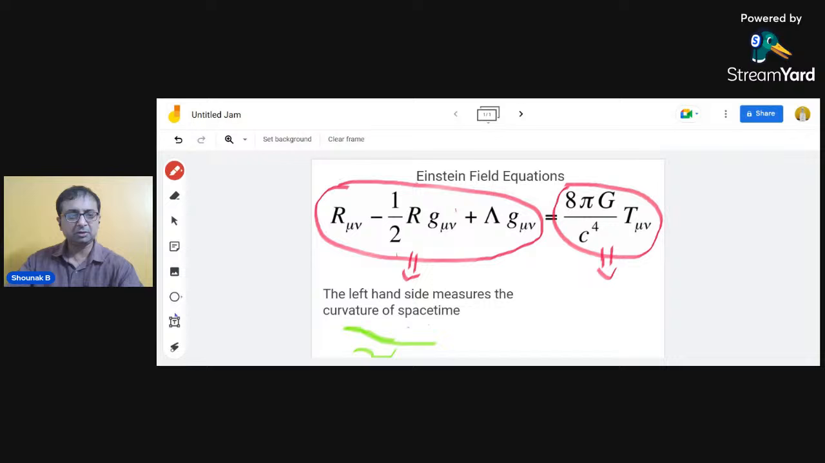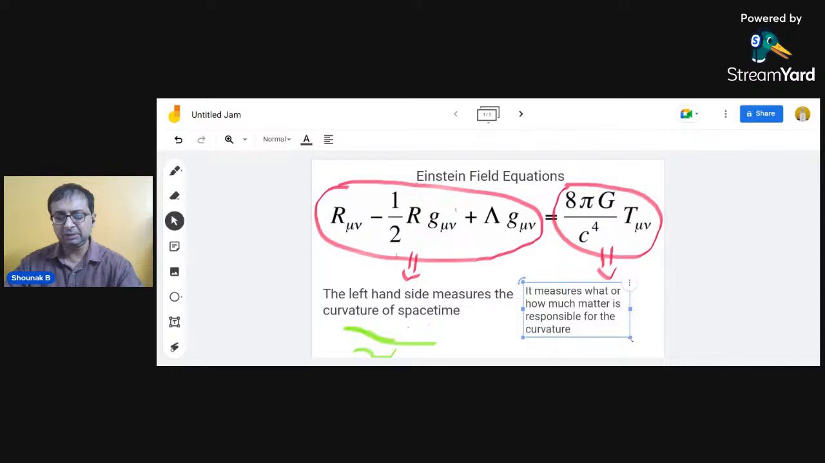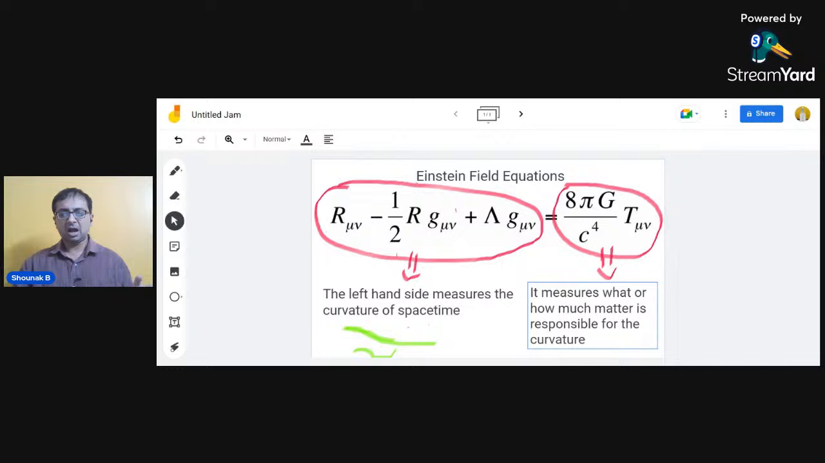It measures what or how much matter is present, or is responsible, let us put it in better English, is responsible for the curvature. This is a little bit elaborative definition, but for the learning purpose, this is good. Then we will make it short. So it measures how much matter is responsible for the space-time curvature.